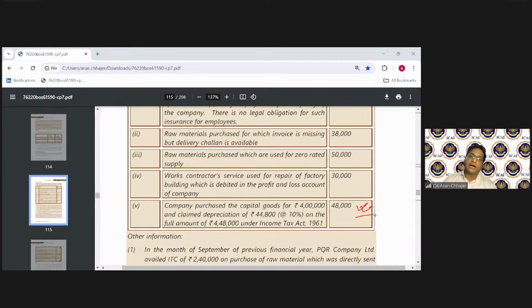Answer would be ITC not allowed. Reason? Because they have capitalized the GST part also, and therefore they are taking the depreciation on the GST part. So double benefit will never be allowed. Section 16.3 of the CGST Act says that if you have capitalized the tax part, you cannot take the ITC.